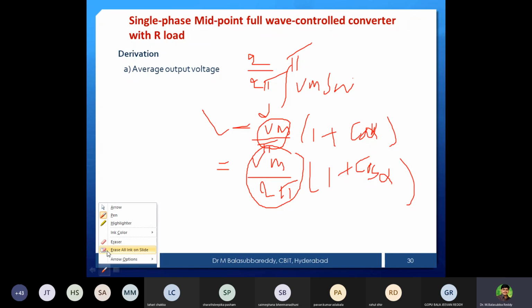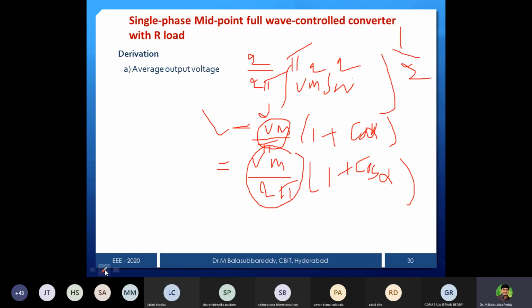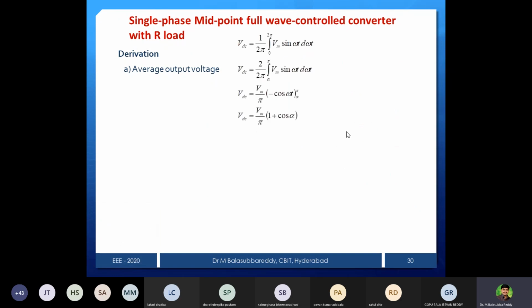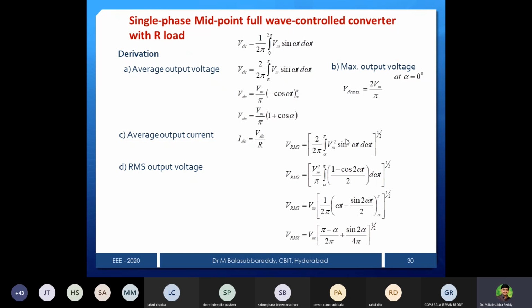What is the average current? Divided by R. And for RMS, what will you do? Just Vm square sin square, whole power 1 by 2. Again the same, only the 1 by 2 factor will differ in the expression. So this is Vm by pi into 1 plus cos alpha, and for maximum output voltage, put alpha equal to 0, then cos 0 is 1, that means 2 Vm by pi. That is the maximum output voltage. Then average output current is this divided by R. And for RMS, the same expression, Vm square sin square omega t, whole power 1 by 2.